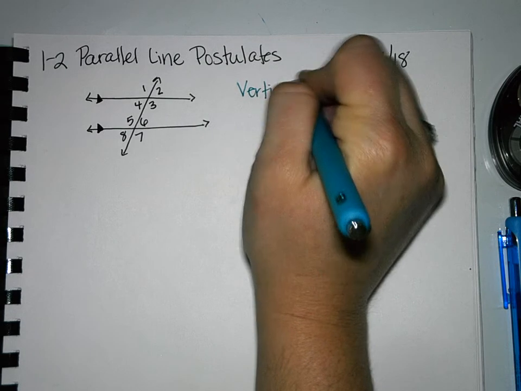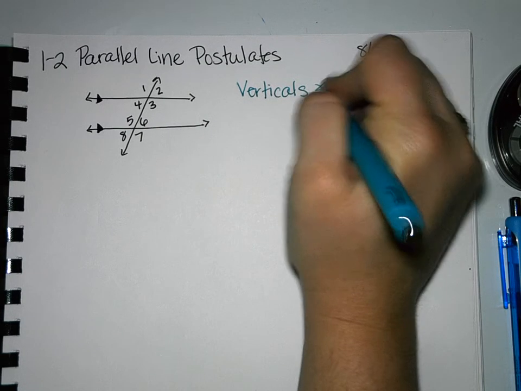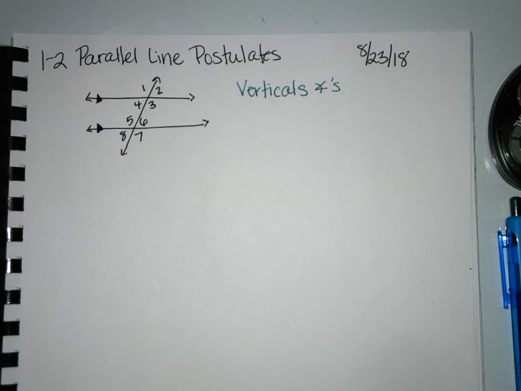And one of the first things I want to ask from you is, can anyone tell me what one pair of vertical angles are that you see in this picture? Let's start with Chase, then we'll go to Malka, then we'll go to Max, and then Robert.